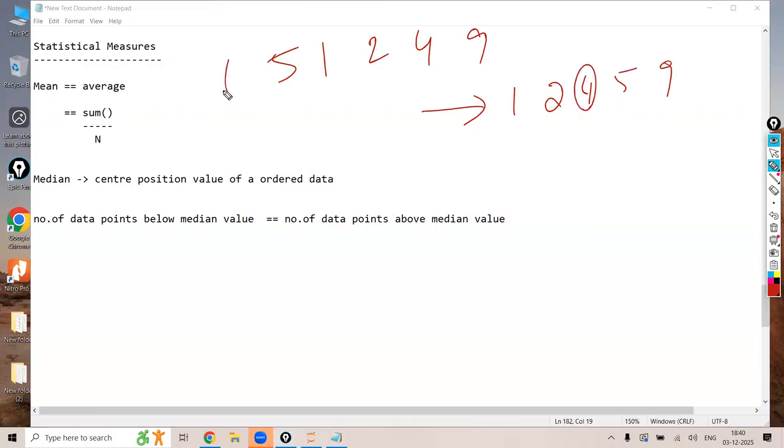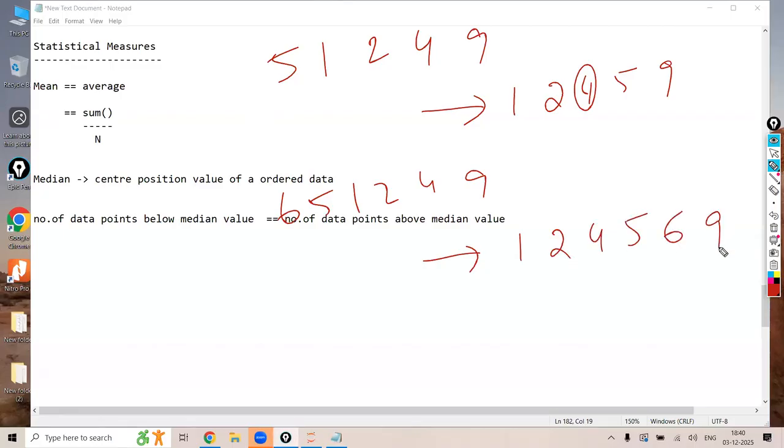Now, instead of 5, 6 are there. Instead of an odd number of data points, you have an even number of data points. That is 6, 5, 1, 2, 4, 9. In this case also, first sort: 1, 2, 4, 5, 6, 9. Now at the center, how many values will be there? 2 values. The average of these is what? 4.5. This is the median, because below the median, how many values are there? 3. Above the median, how many values are there? 3. Point is clear?